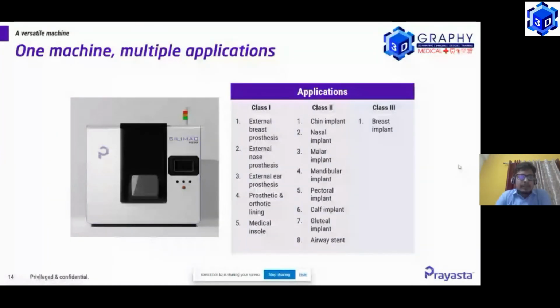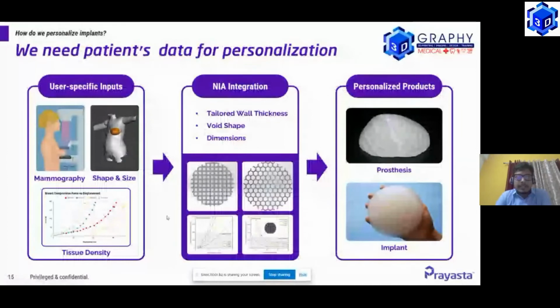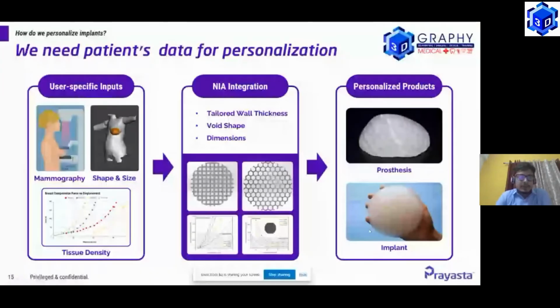Definitely, we require patient data. For any kind of personalization, we use mammography data and shape and size data, which is obtained by using 3D scanning. We use density, create the unique novel internal architecture parameters, optimize those for the patient, and then finally create a personalized product. So this is the process flow that happens.